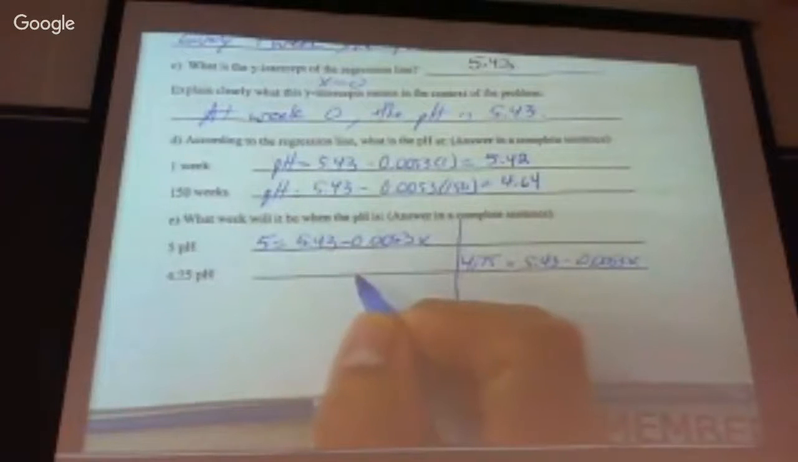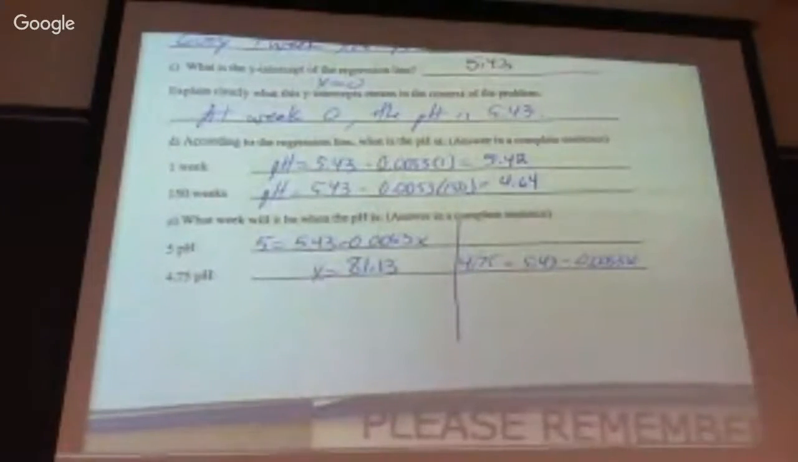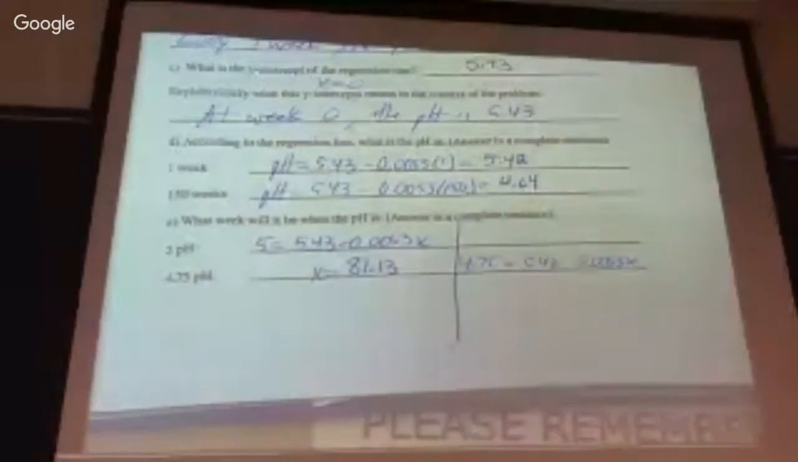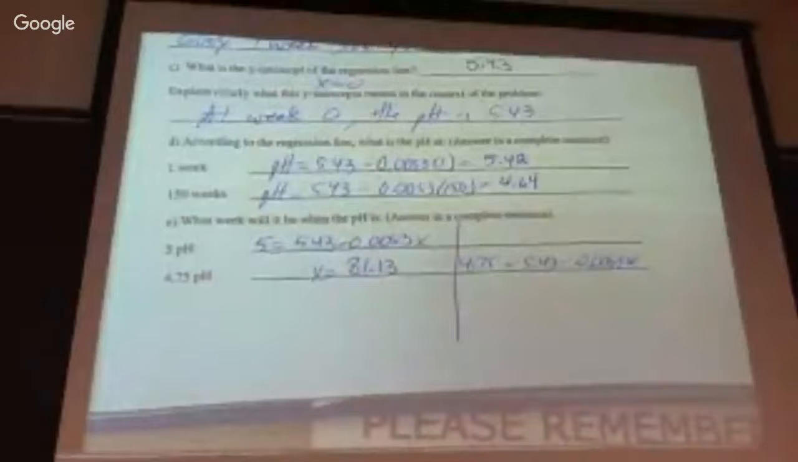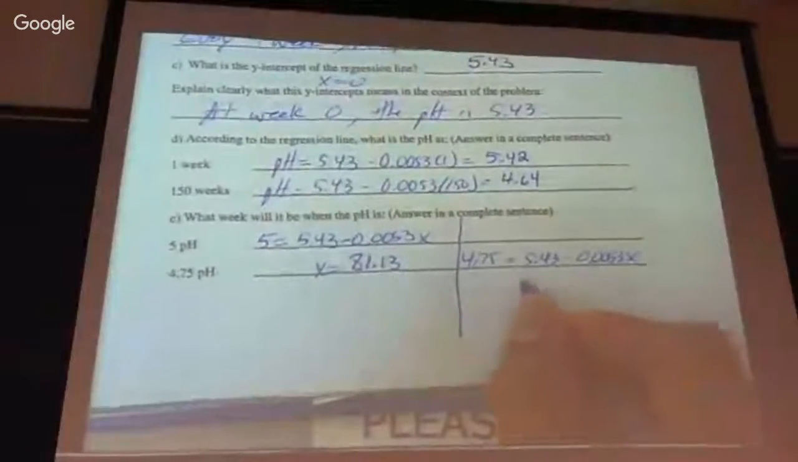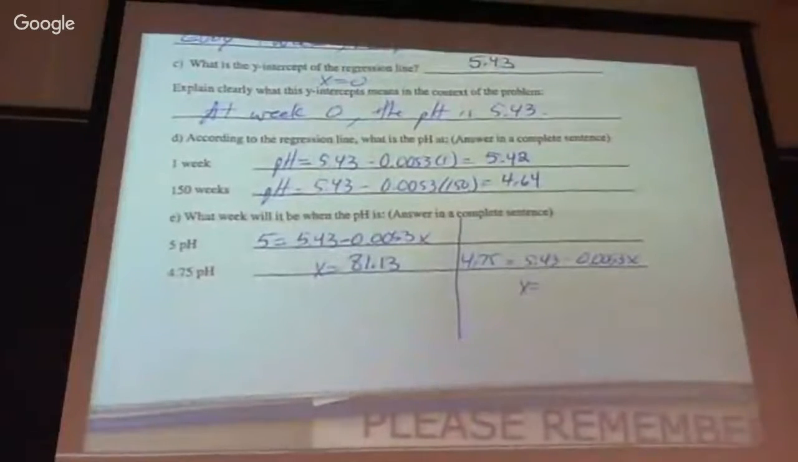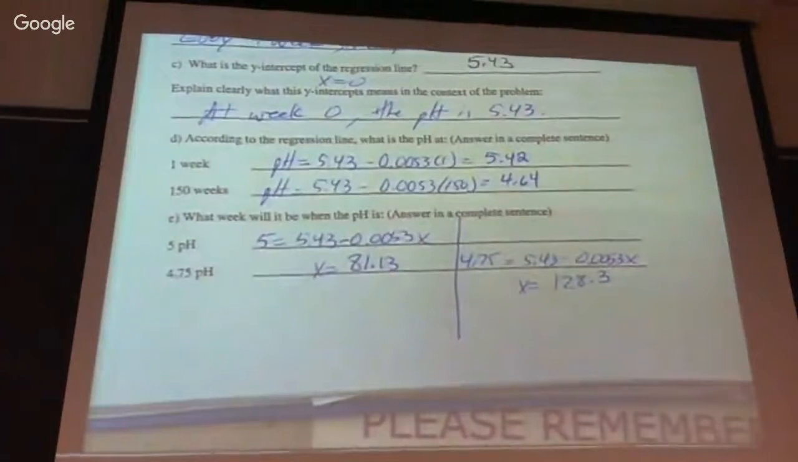When does the pH reach 5? That would be week 81.13. So the pH will reach 5 at estimated approximately week 81.13. The other one of 4.75, the answer will be about 128.3, week 128.3. Again, predicted estimate.